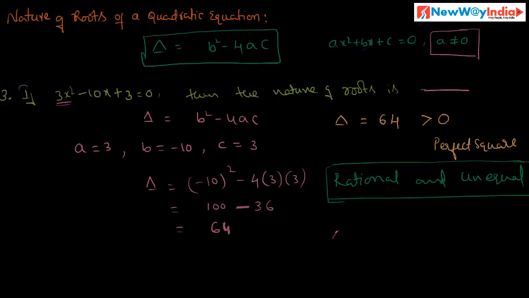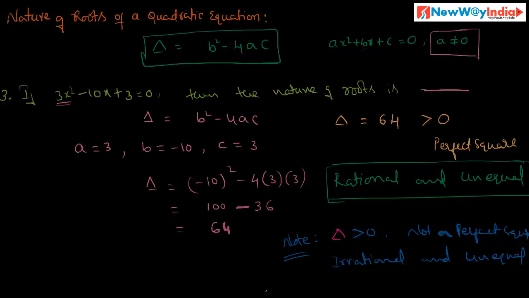In the same way, if the discriminant is greater than 0 and not a perfect square, then what is the nature of the roots? That is irrational and unequal. This is the note. So in this way, by using the discriminant, we can find the nature of roots of a quadratic equation.